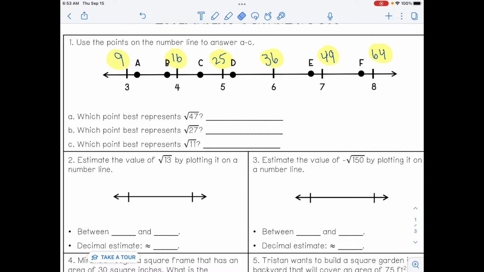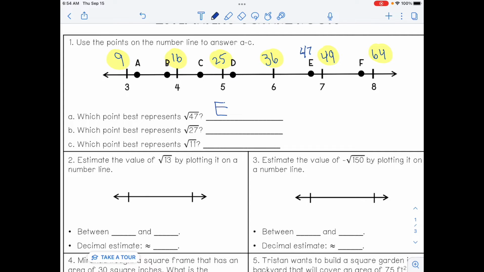For letter A, it's asking which point represents the square root of 47. So I'm looking at the highlighted numbers, and it's going to fall between 36 and 49. You have to ask yourself, what number does it fall closer to? So if it's in between, it is closer to the 49. So I'm going to place that on the number line, which is close to E. Write E on the line.